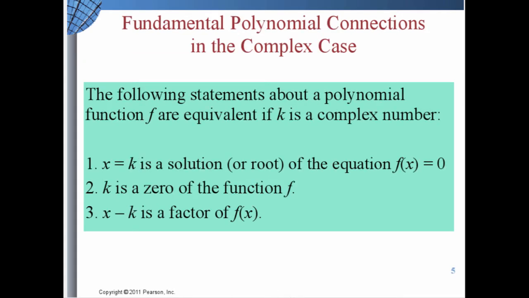So here's some connections that we need to make. The following statements about a polynomial function f are equivalent if k is a complex number. Number 1, x equals k is a solution or root of the equation f of x equals 0. Number 2, k is a zero of the function f. And number 3, x minus k is a factor of f of x.